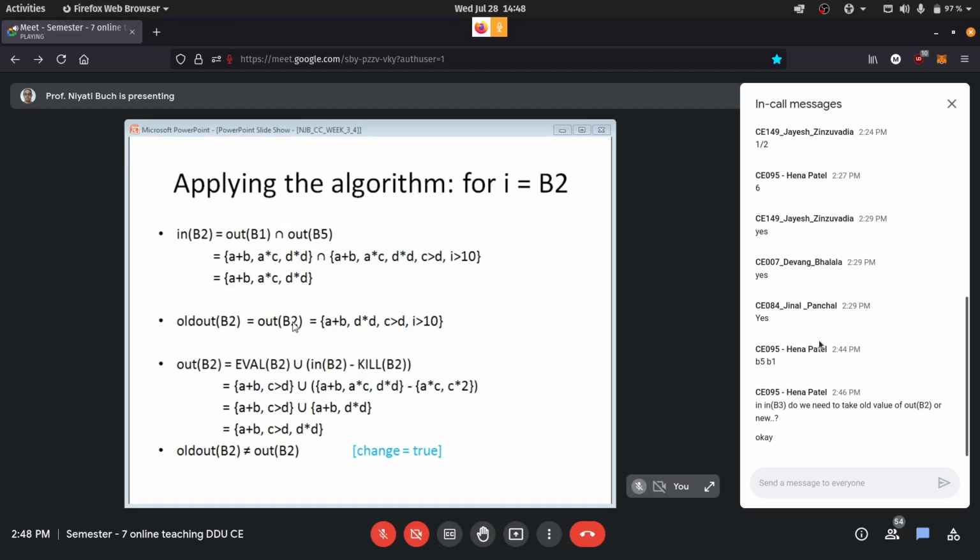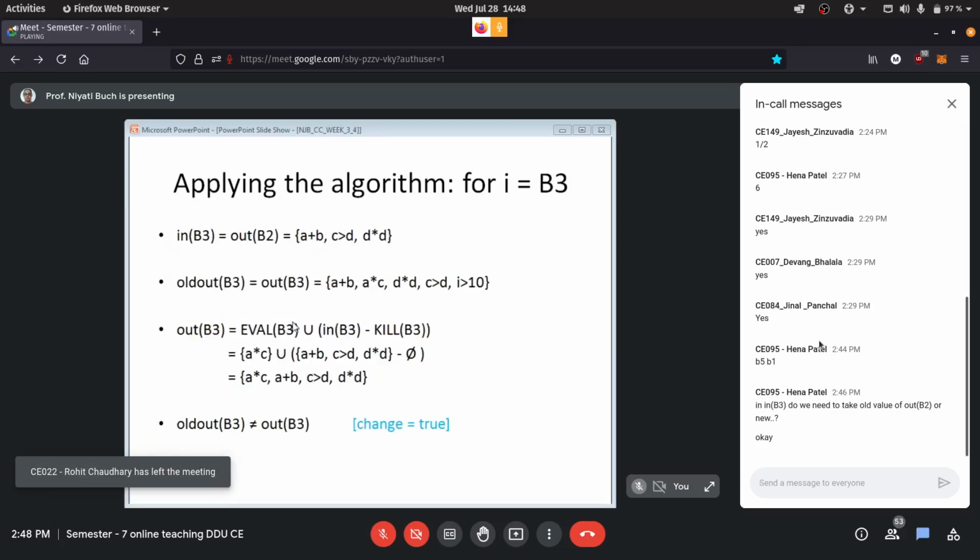Okay, so now I'm changing the slide. Wherever you are in the computation, just verify your answers. Now, when I equals B3, we are considering the next block in the order. Then what we have is the in set is out of B2, because it is the only predecessor. Then we retain the value of the out set of B3 into a variable called old out B3. And then what we do over here is, like I mentioned, we are taking the new values which we have computed.